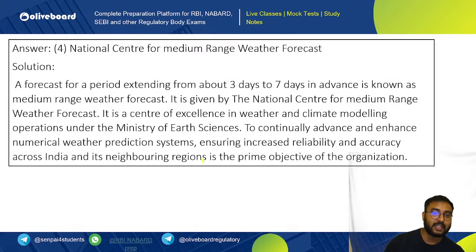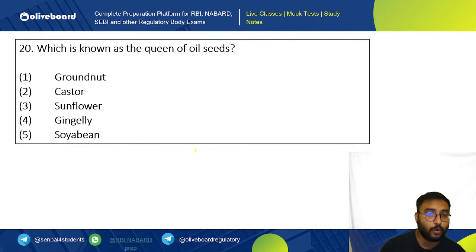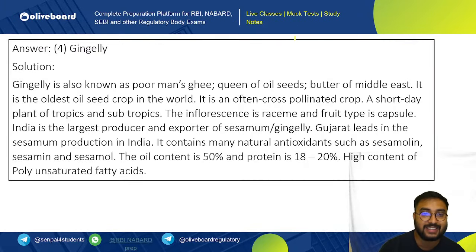So the answer here is National Center for Medium Range Weather Forecast. Which of the following is called as queen of oil seeds? Very important. Groundnut, castor, sunflower, gingerly and soybean. The answer here is gingerly, which is also known as sesame.